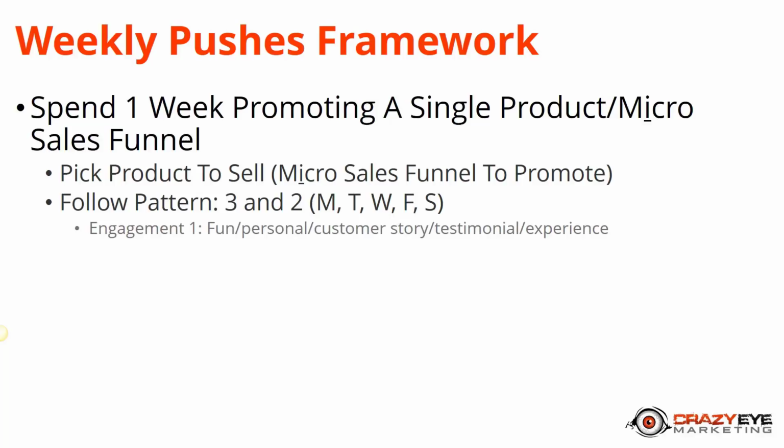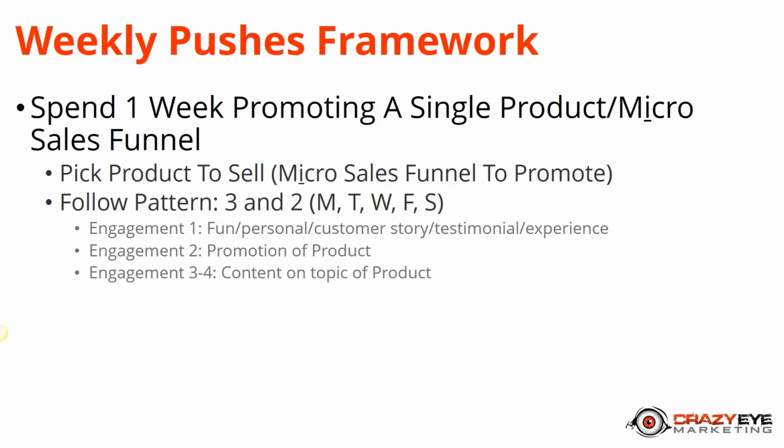And so the first engagement should be kind of fun, maybe like a personal or customer story, or maybe a testimonial, or just an experience that someone has had with your product or your service or your business, or just in general. And then engagement 2 is just a direct promotion of the product or the micro sales funnel that you're focused on for that week. Engagements 3 and 4, you want to go ahead and share valuable, entertaining, educational content on the topic of your product or your service, your micro sales funnel in general. And then with engagement 5, you want to share either more content or maybe just do another direct promotion of the product or service or micro sales funnel that you are promoting that week.